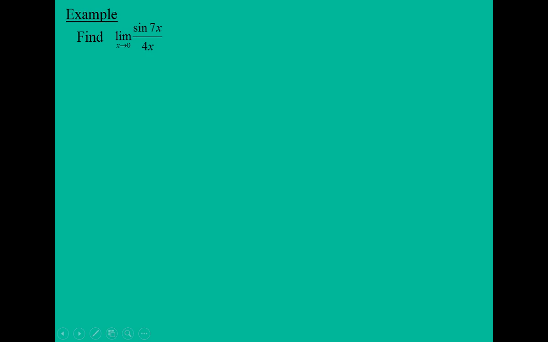Find the limit of the sine of 7x divided by 4x as x approaches 0. We've done a problem similar to this previously. We know that if we could get our argument for the sine of 7x, our argument is 7x, if we could get a 7x in the denominator also, we know the limit of the sine of 7x over 7x as x approaches 0 equals 1. So let's use a substitution. Let's let u equal 7x.